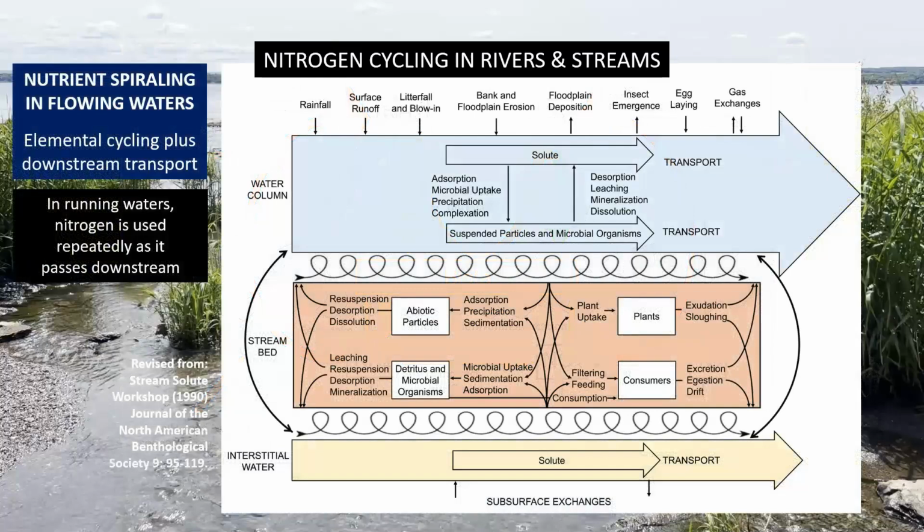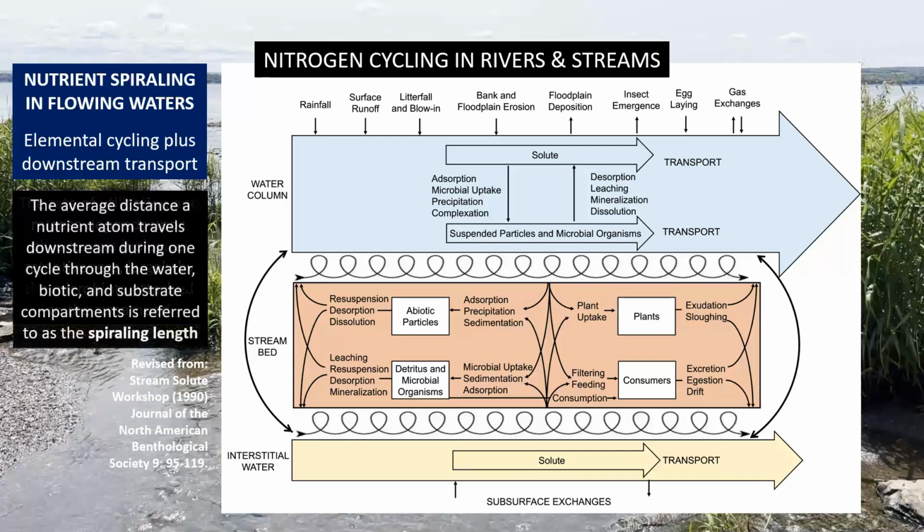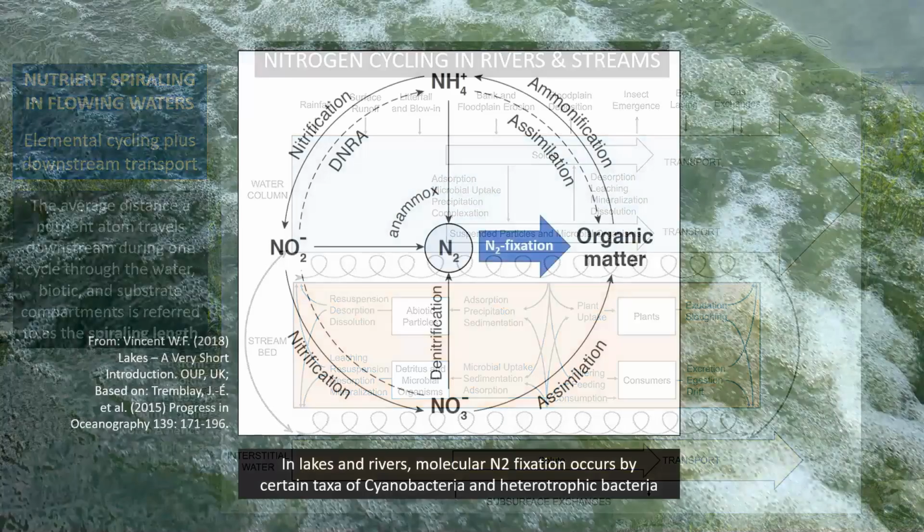In running waters, nitrogen is used repeatedly as it passes downstream. The rate of utilization and release depends on physical and biological retentiveness, largely by the microbiota attached to the streambed. The average distance a nutrient atom travels downstream during one cycle through the water, biotic, and substrate compartments is referred to as the spiraling length.